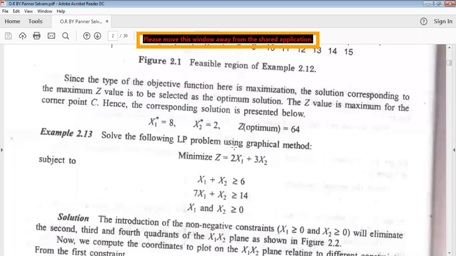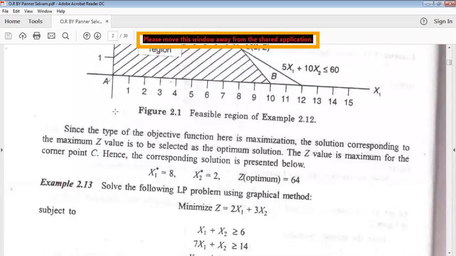You have to identify the particular. So here, x1 is equal to 8, x2 is equal to 2, z is equal to 64. Since the type of the objective function here is maximization, the solution corresponding to the maximum z value is to be selected as the optimum solution.